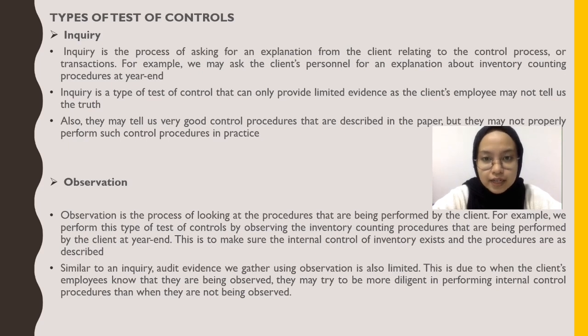The second type of test of control is observation. Observation is the process of looking at the procedures that are being performed by the client. For example, we perform this type of test of control by observing the inventory counting procedures that are being performed by the client at year-end. This is to make sure that the internal control of inventory exists and the procedures are as described.